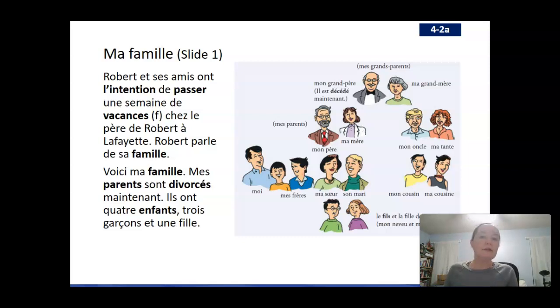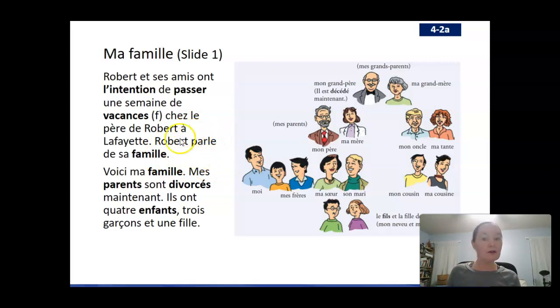So Robert and his friends have the intention of spending une semaine, a week of vacation, chez le père de Robert. So chez, you might remember, it's a preposition just like into, for, of, like we have in English, but it means at the place of or at the home of. Chez le père de Robert à Lafayette. So I assume they mean in Louisiana. Okay, Robert parle de sa famille. Okay, so he's speaking about his family, talking about his family.